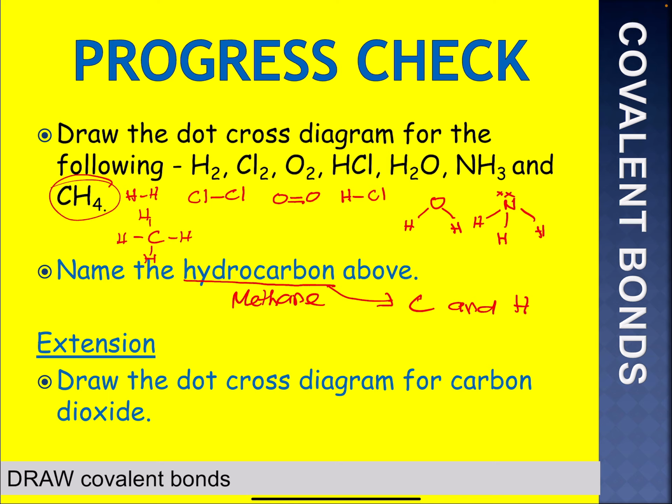And then draw a dot and cross diagram for carbon dioxide. If you draw a dot and cross diagram, you should end up with something looking like this. So you've got carbon, double bond oxygen, double bond oxygen. That's carbon dioxide. Moving on.